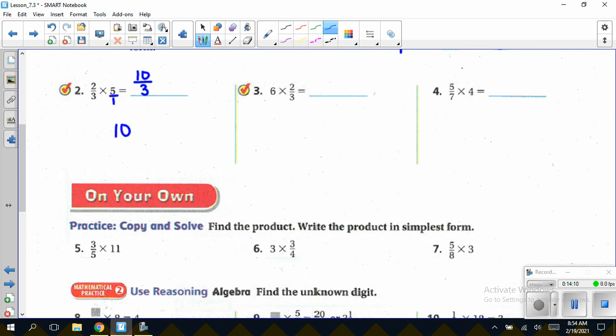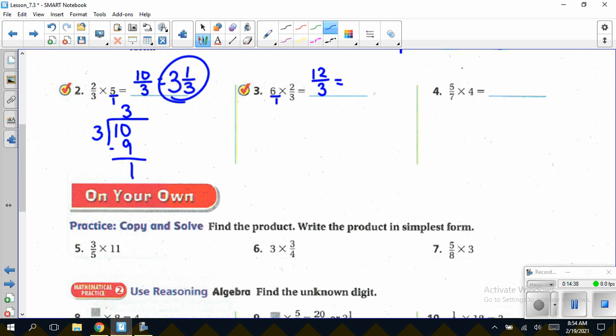T-bow, 3 goes into 10 3 times, gives me 9. 10 minus 9 is 1. So my answer is 3 and 1/3. For number 3, denominator of 1 underneath the 6. So top times top, 6 times 2 is 12. Bottom times bottom, 1 times 3 is 3.